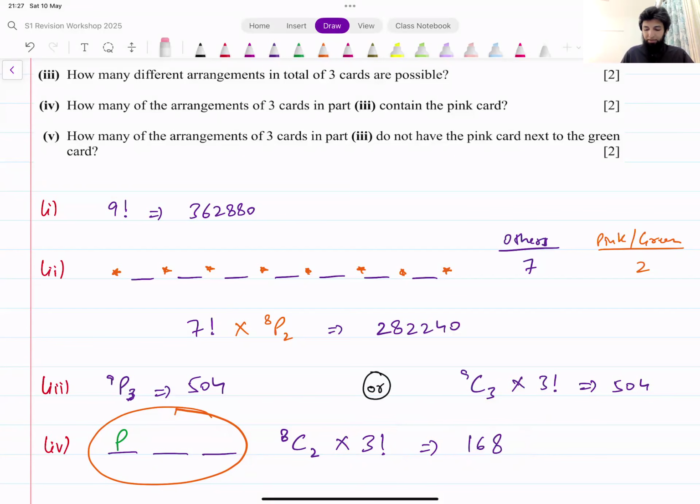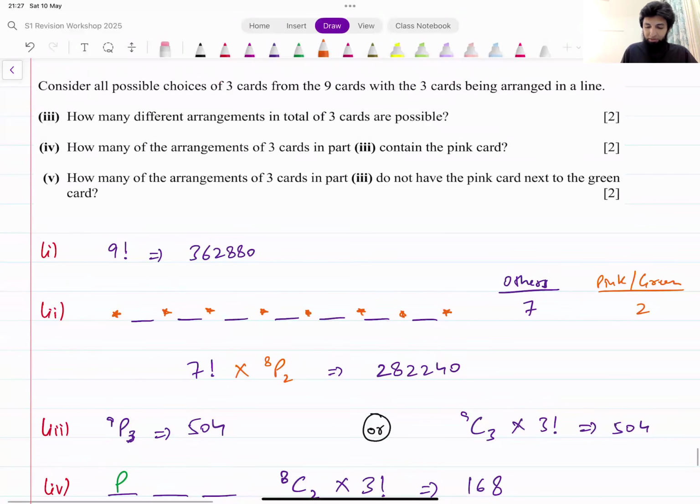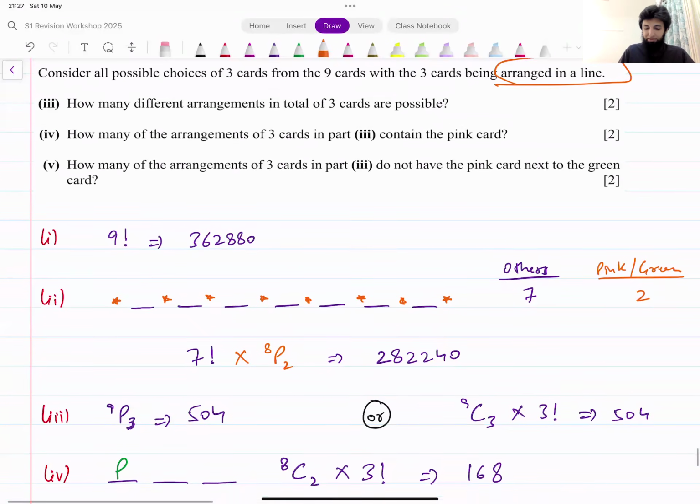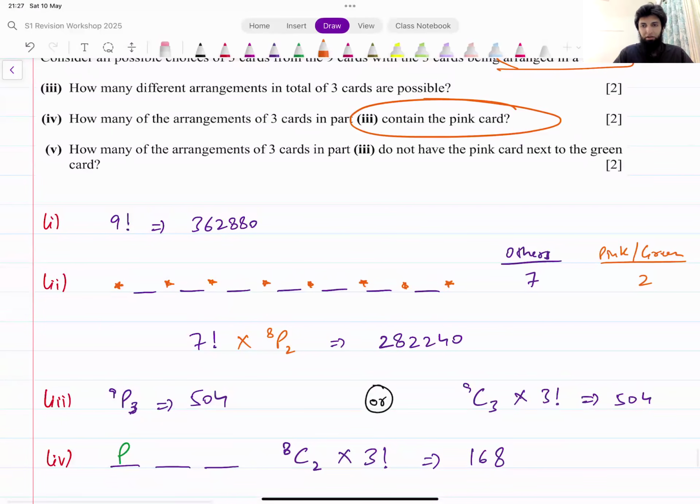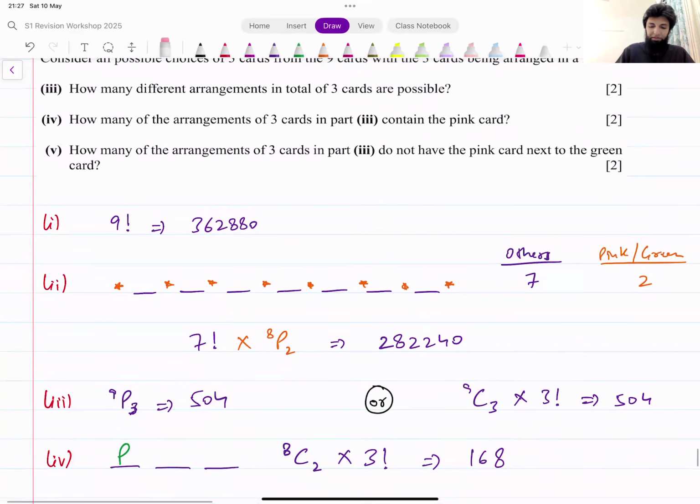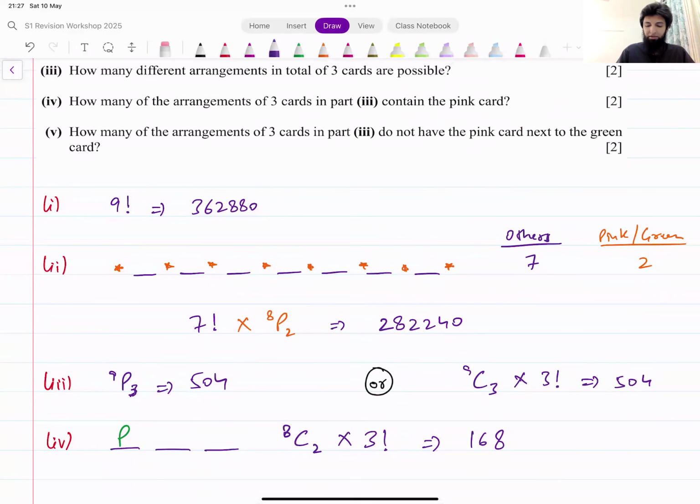You cannot do it directly. In this case, they're talking about arrangements. However, since there's a condition that you want a pink card, you cannot do arrangement directly unless you first satisfy or fulfill that condition that is there on selection. So you have to do it separately, do selection separately, and then do arrangement of that.